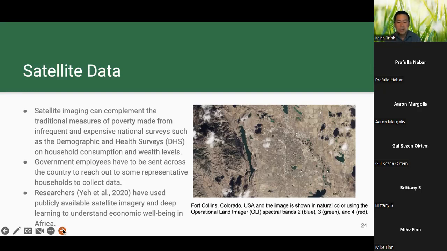So some researchers have used satellite imagery and machine learning techniques to understand economic well-being in Africa. Why Africa? Because we saw that poverty is mostly concentrated in sub-Saharan Africa and South Asia. So here they have been using satellite imaging data. Here, I believe, it's from Landsat data. So here it's over colored. This gives you a typical satellite image for different spectral bands on the different colors, blue, green, and red, and it's kind of the colors that you see. Next slide, please.